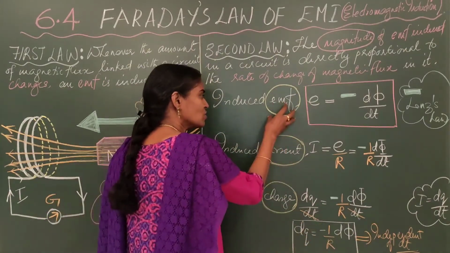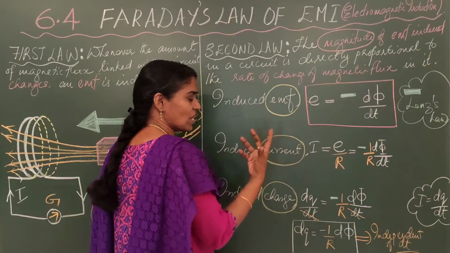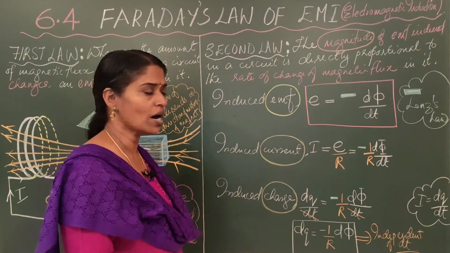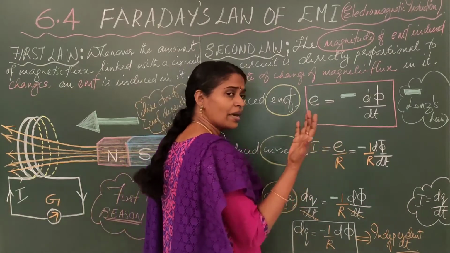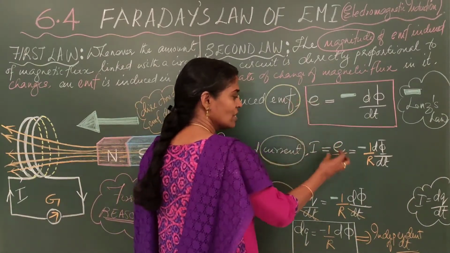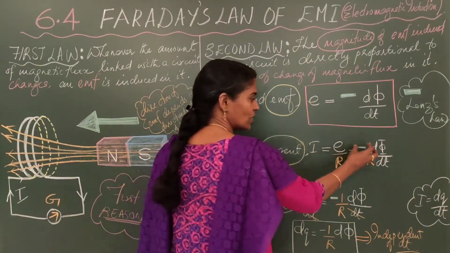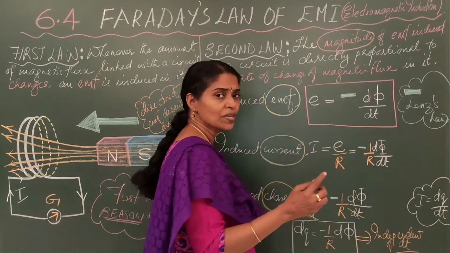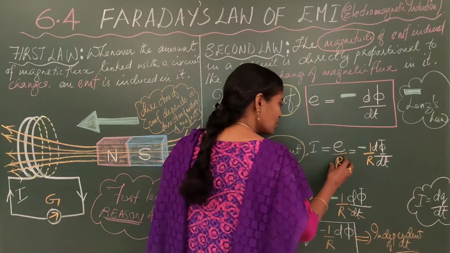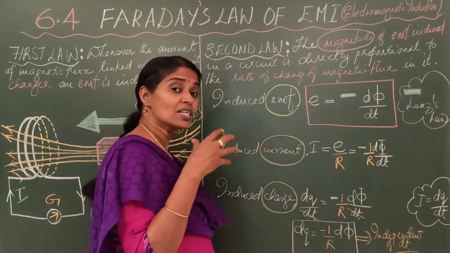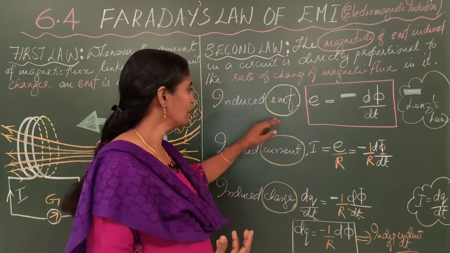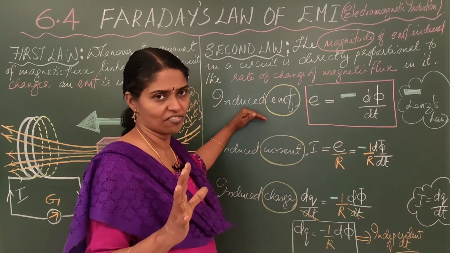Now, once you know the EMF, the next step is current. What is current? Ohm's law. V is equal to I into R. So what is I? V by R. Here E is the voltage, R is the resistance. So taking the ratio, you will have minus 1 by R into d phi by dt. So from here you can see that resistance is also a factor for current. But here resistance is not a factor for EMF.